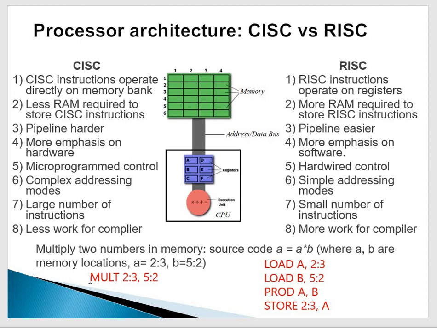So the meaning of this instruction is that it multiplies the data of memory locations 2 and 3 with another set of data at 5 and 2, and after the multiplication the data will be stored at locations 2 and 3. If we look at it, this single instruction is used to perform the whole operation: it gets the data from the memory, multiplies the operands, and stores the data back to the memory.